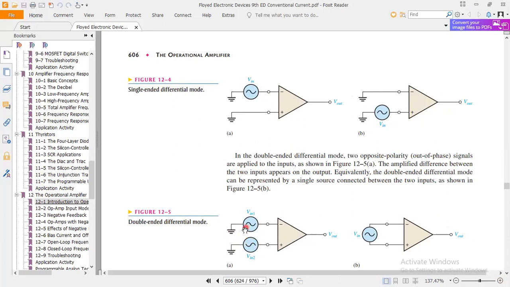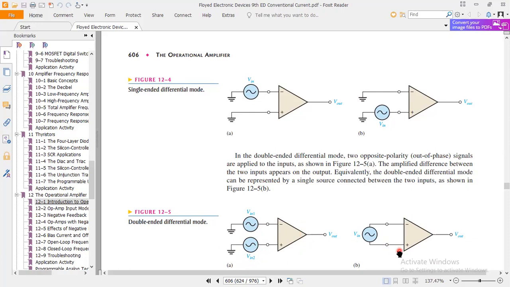You can see the AC signal starts from 0 degree and goes to 360 degree, and this input Vin2 is 180 degrees out of phase with the other one. If Vin1 and Vin2 are 180 degrees out of phase with each other, and we provide both the inputs in this way in the differential mode supply of the op amp, we get the output in this way. This is the differential mode of the double-ended op amp.